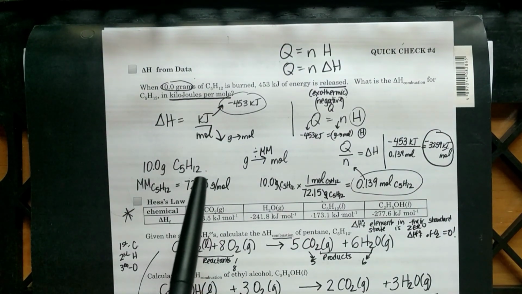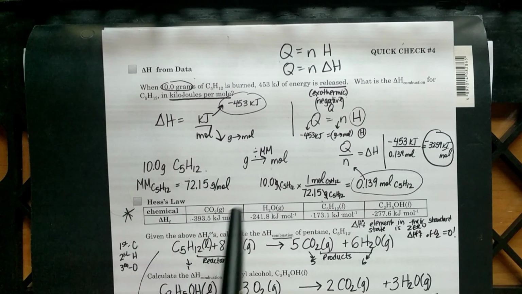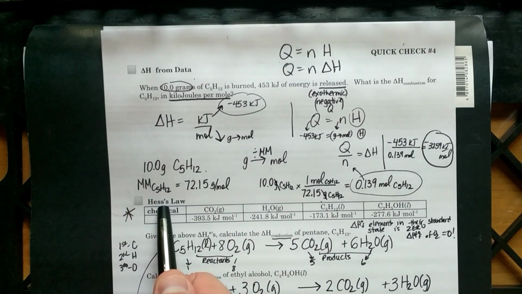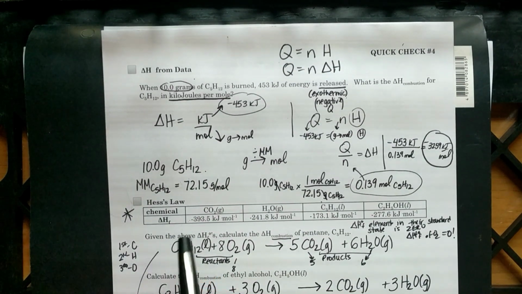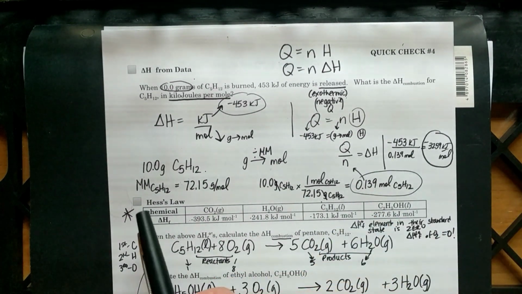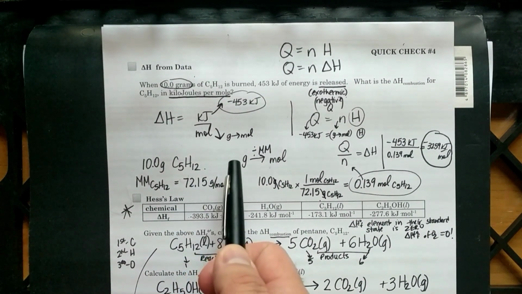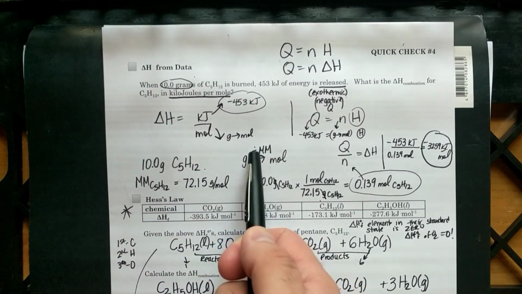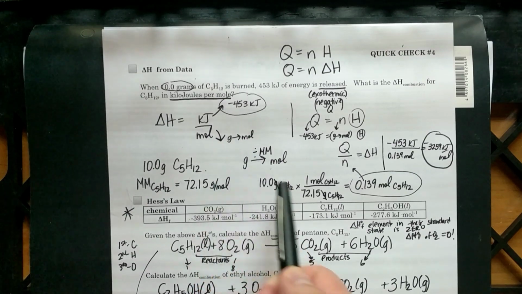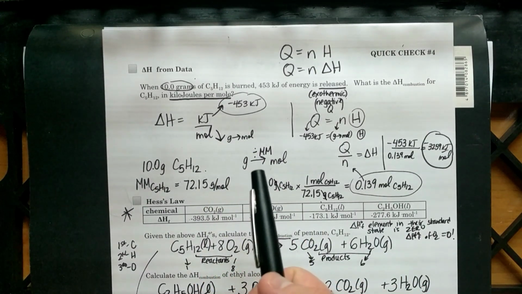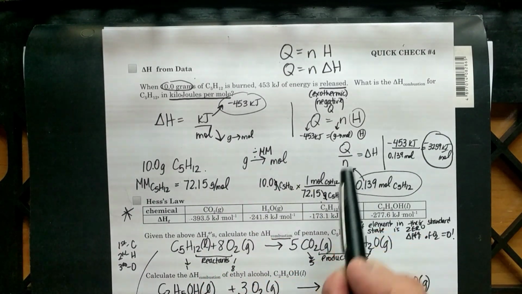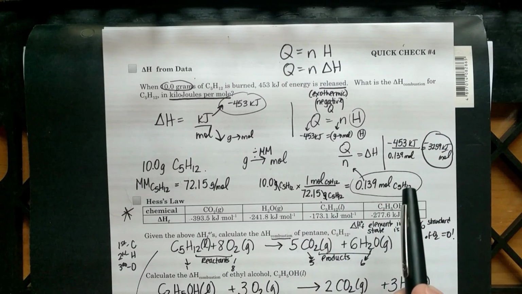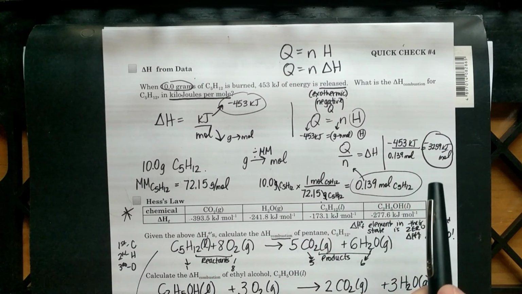So I have 10 grams of C5H12, and I figured out the molar mass of C5H12 is 72.15. Convince yourself that you know how to do this. You need to know how to calculate molar masses: periodic table, adding up the molar masses. So now, if I want to go from grams to moles, I need to divide by the molar mass. And I like to show that by using dimensional analysis. So 10 grams times 1 mole over 72.15 grams equals 0.139 moles C5H12.